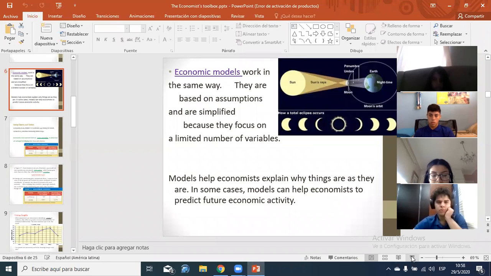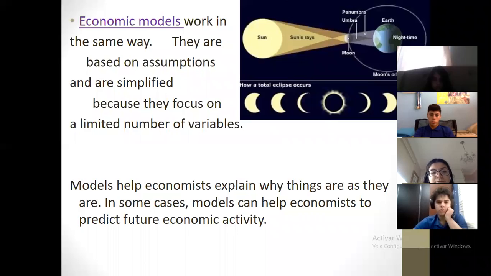The models. Remember, in economics, in order to understand events, economists use models. Okay, over here there's an example, like in school. They use models in order to understand how the eclipse process happens. Okay, now it says economics works in the same way. They are based on assumptions.